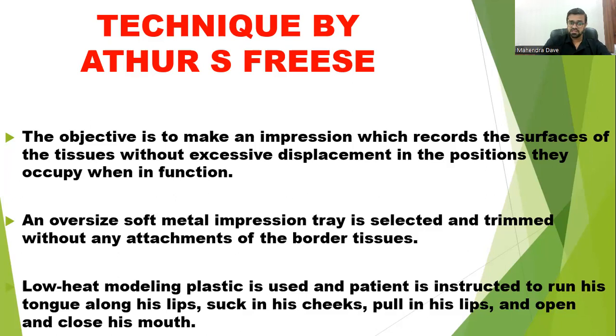An oversized soft metal impression tray is selected and trimmed without any attachments of border tissue. A low heat modeling plastic is used, and the patient is instructed to run the tongue along the lip, suck the cheeks, pull in the lips, and open and close the mouth. Usually, these functional movements are asked of the patient.